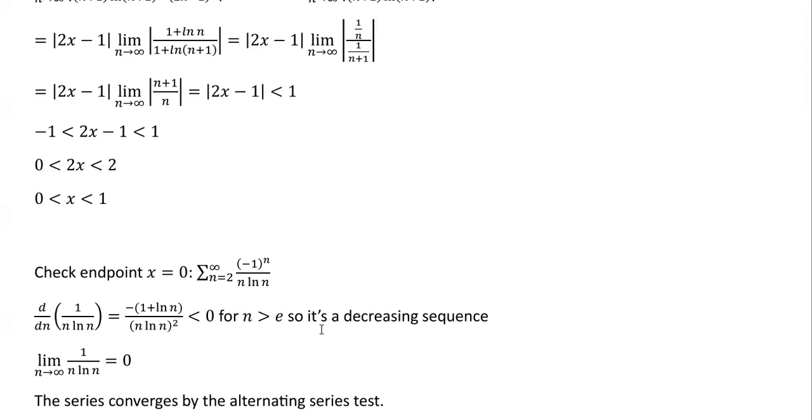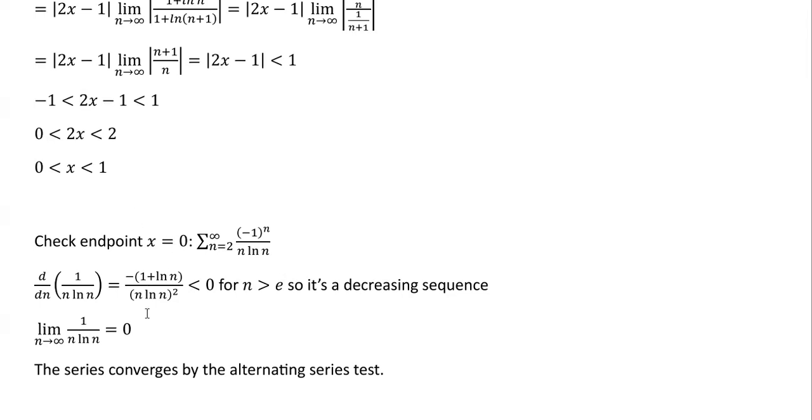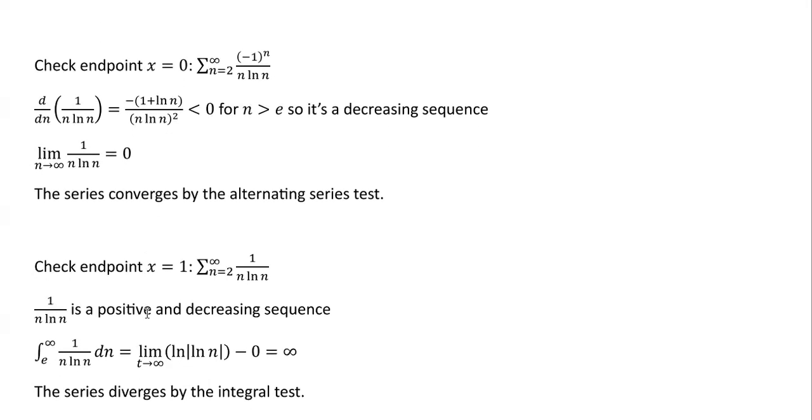At the bare minimum, you should say it's a decreasing sequence because that's a condition to use the alternating series test. And then we take the limit as n goes to infinity of this without the changing sign. It's 0. So it converges by the alternating series test. Okay, we checked one of the endpoints, now we check the other. x is equal to 1. If we plug in x equal to 1, we would get 1 over n ln of n.